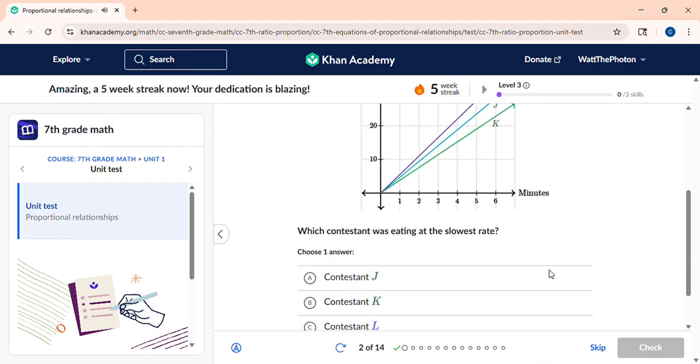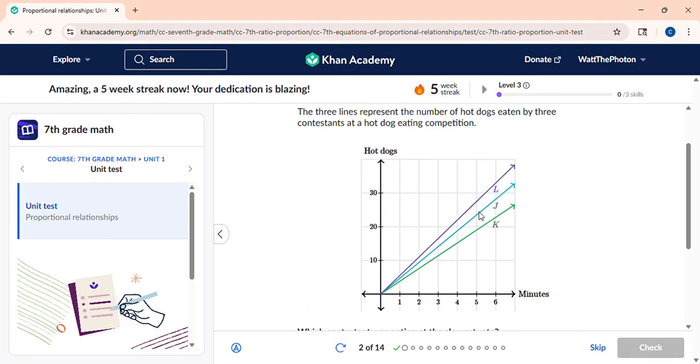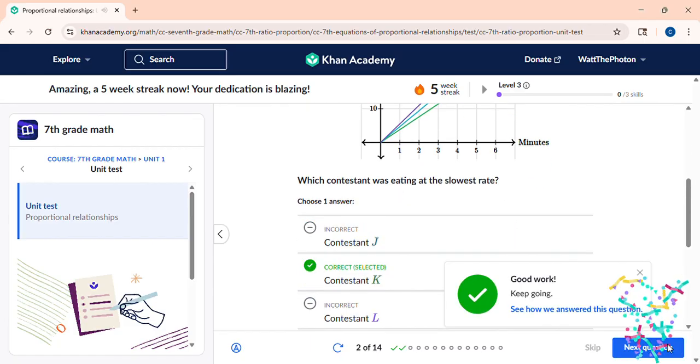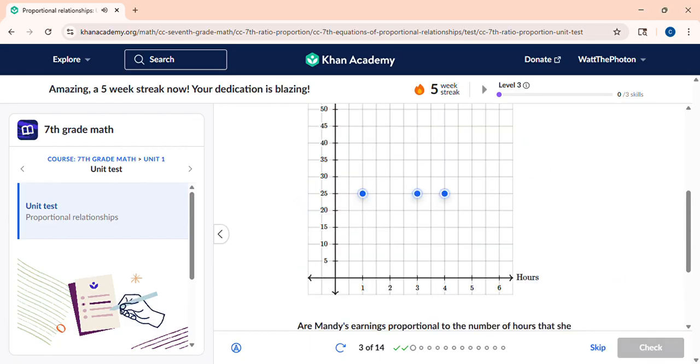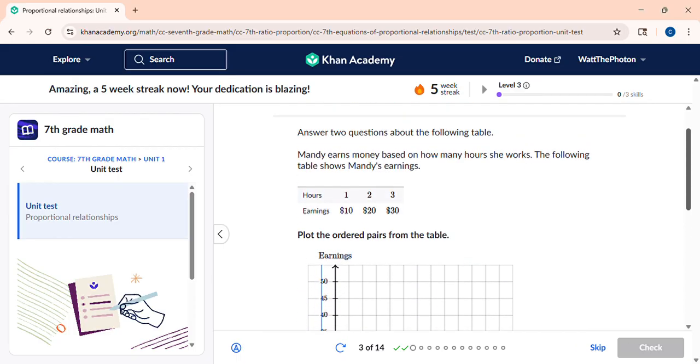So you want to have the lowest amount of hot dogs and the longest amount of minutes, so that's K. Scroll up. There we go.